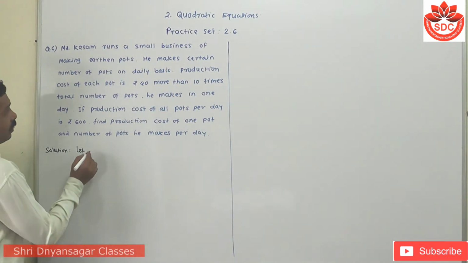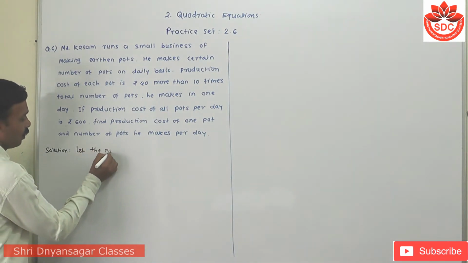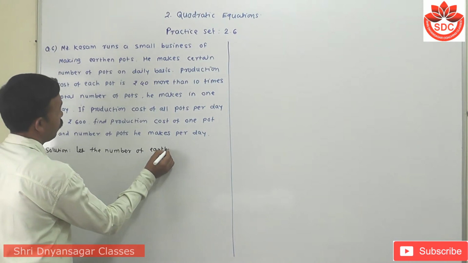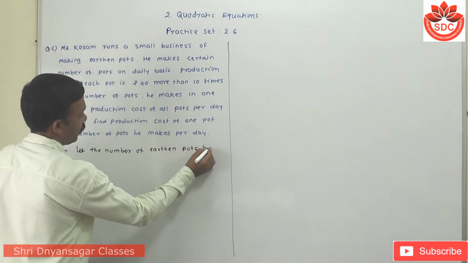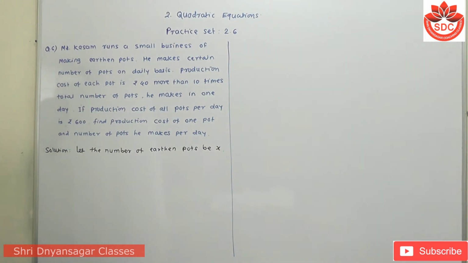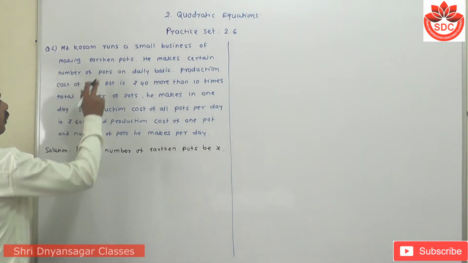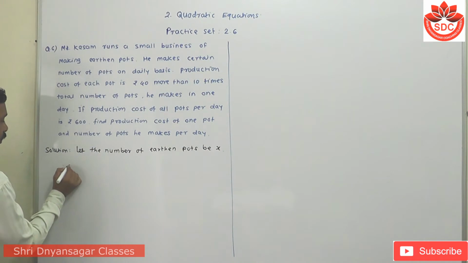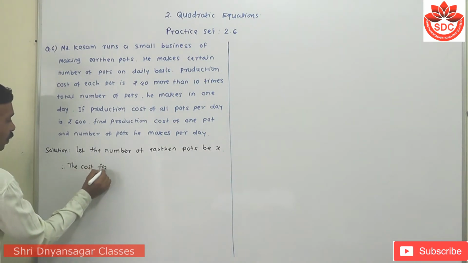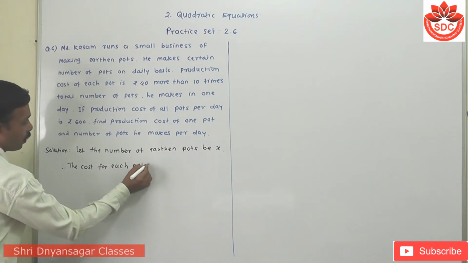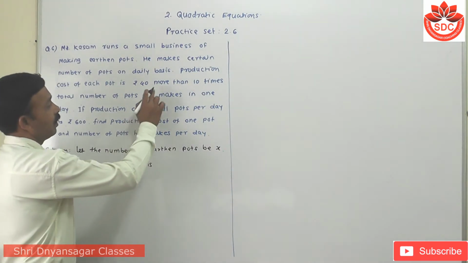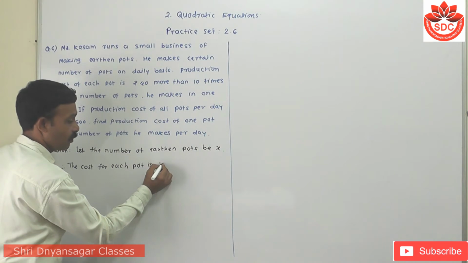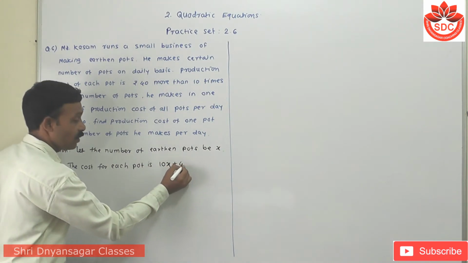Let the number of earthen pots be x. Therefore, the cost for each pot is, look carefully, 40 more than 10 times the number of pots. This means the number of pots is x, 10 times is 10x, and 40 more means 10x plus 40.